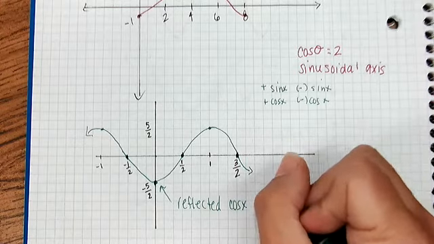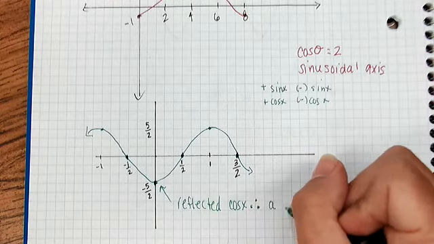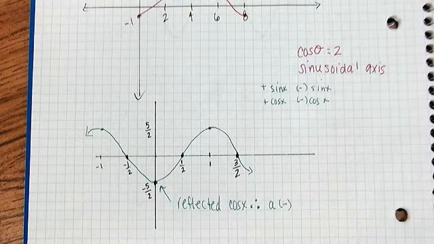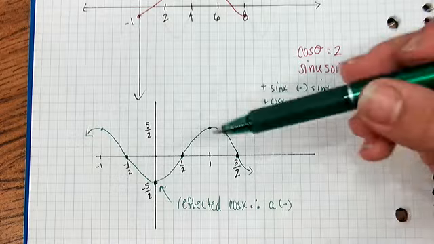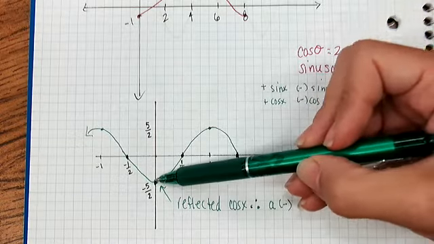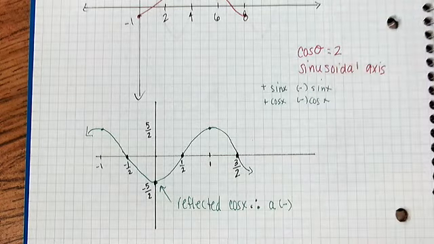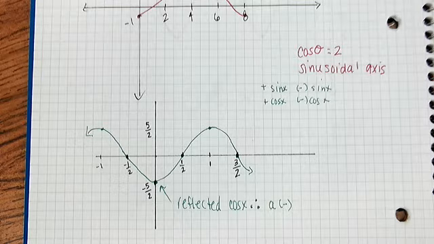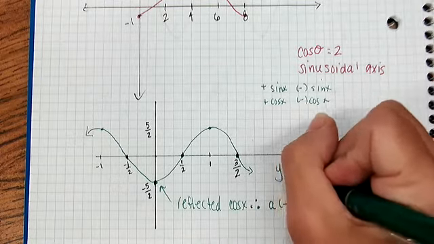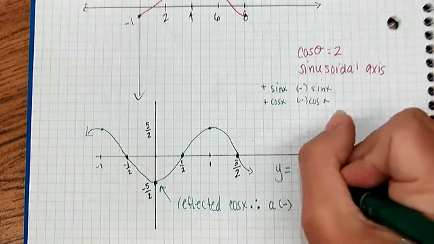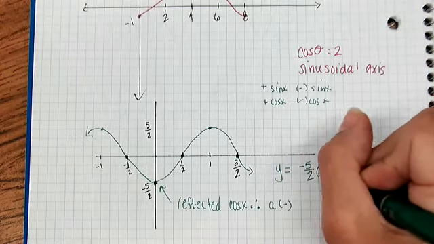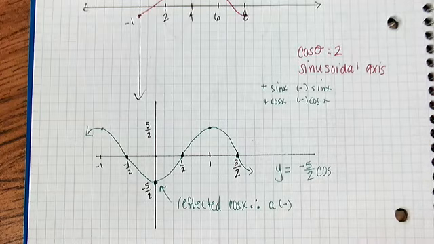meaning it's reflected, A will be negative. Not my amplitude, but A. So what is the amplitude? Well, half of the low to the high. So I think you can see that the amplitude is 5/2. The amplitude is 5/2, but A will be negative. So this is going to be -5/2 cosine of something.